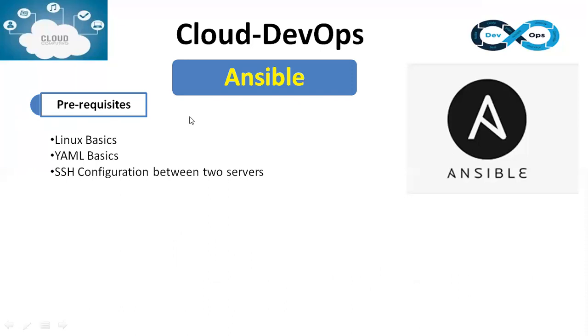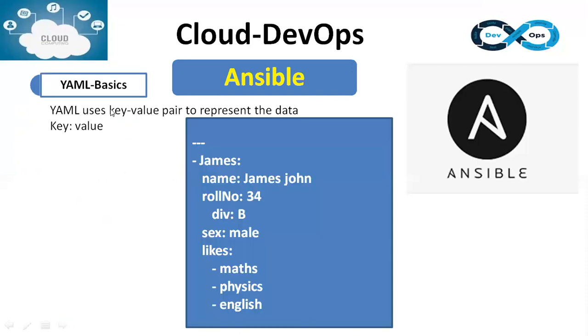So what are the prerequisites to learn and implement Ansible? You need to have some Linux basics, and then you need to have some YAML basics, and then you need to know how to configure SSH between multiple servers. Since you are already aware of operating system and Linux basics, I'm jumping to the concept called YAML basics.